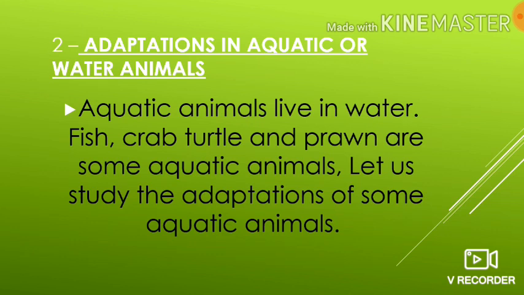And second topic is adaptation in aquatic or water animals. Aquatic animals live in water. Example, fish, crab, turtle and prawn are some aquatic animals. So let us study the adaptations of some aquatic animals. And first example is fishes.